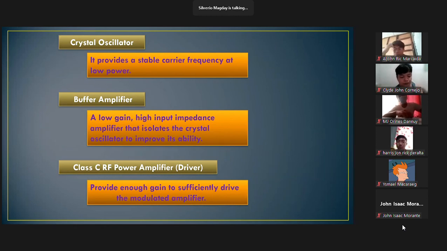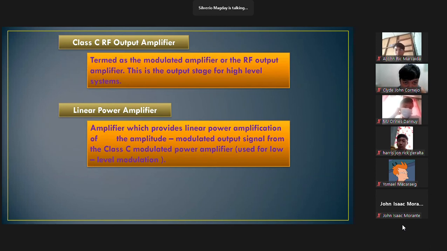So you have your crystal oscillator, which provides a stable carrier frequency at low power. And then the buffer amplifier, a low gain, high input impedance amplifier, which isolates yung crystal oscillator to improve its stability. And then the Class C RF power amplifier, which is the driver, provides enough gain to sufficiently drive yung modulated amplifier. Pag sa RF output amplifier, which is a Class C, termed as the modulated amplifier or your radio frequency output amplifier, for the output stage for high-level systems.